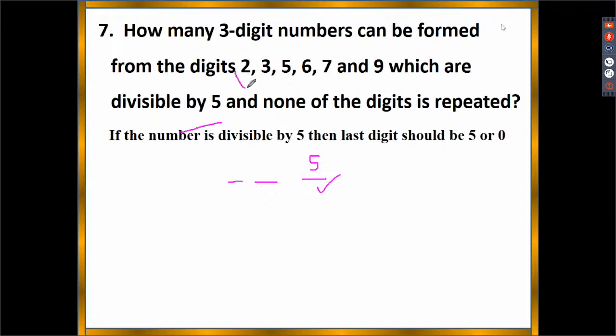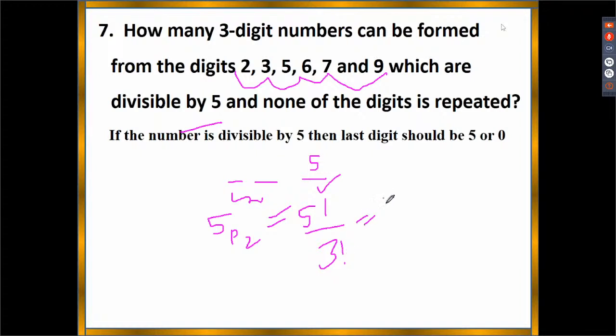The remaining 5 digits, 2, 3, 6, 7, 9, we can fill only 2 places. In how many ways can we fill 2 places out of 5? 5P2. So 5 factorial by 5 minus 2, which is 3 factorial. 5 factorial is 120, divided by 6. What is the answer? 20 is the correct answer.